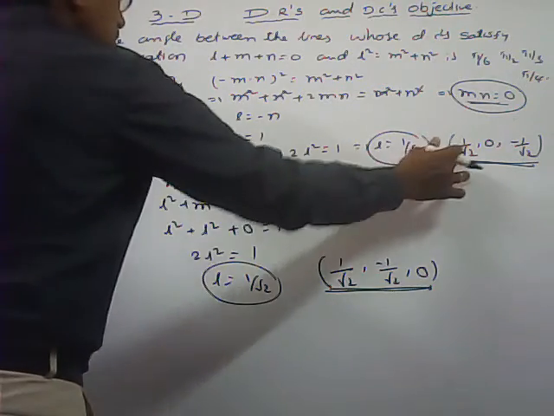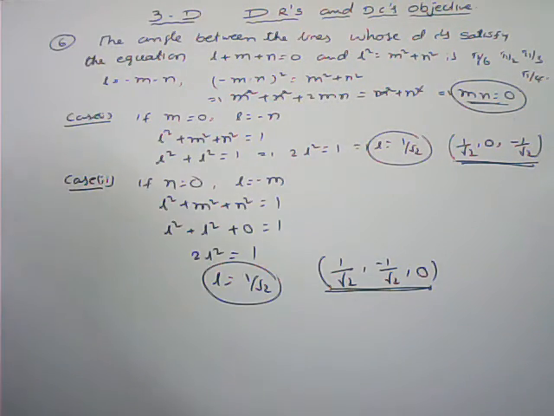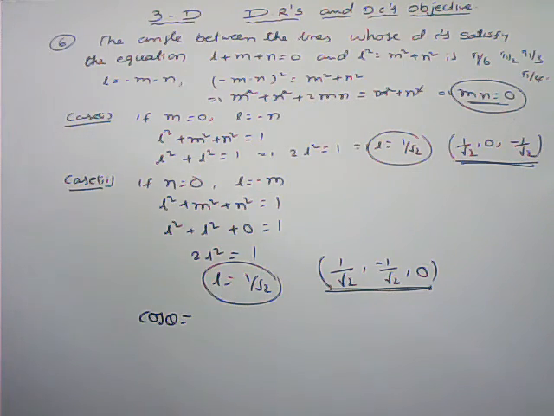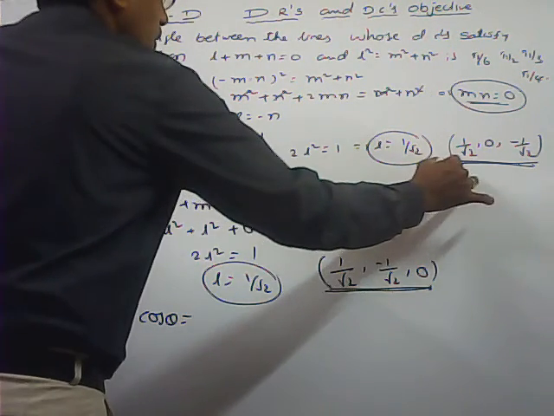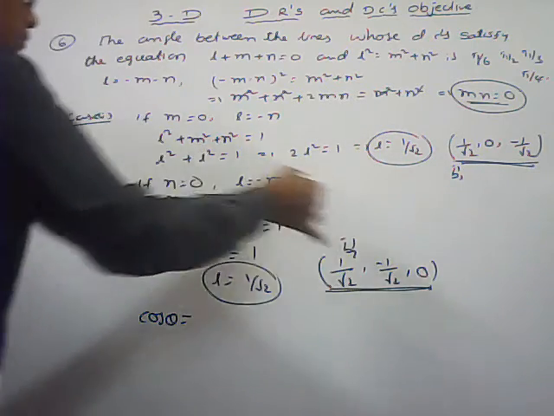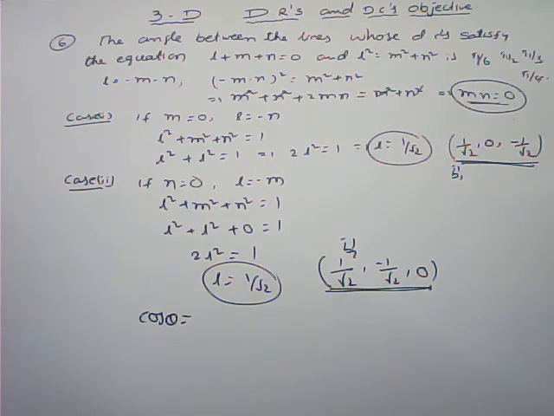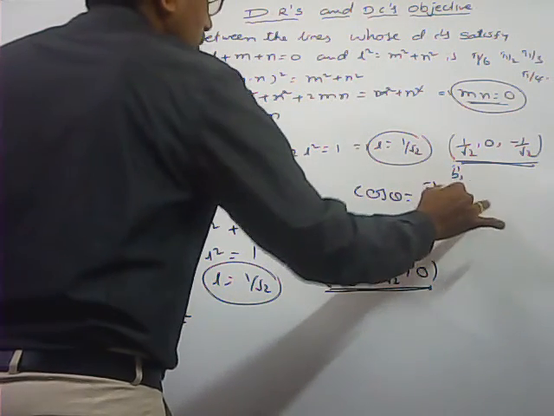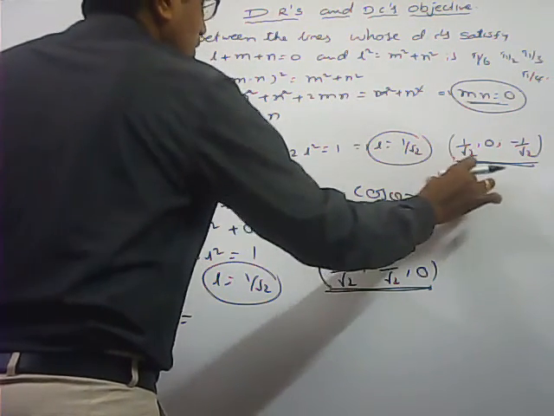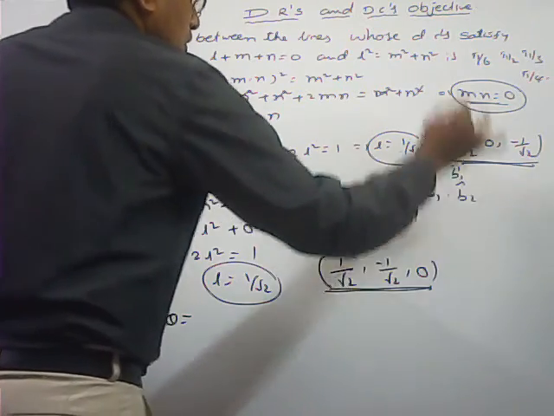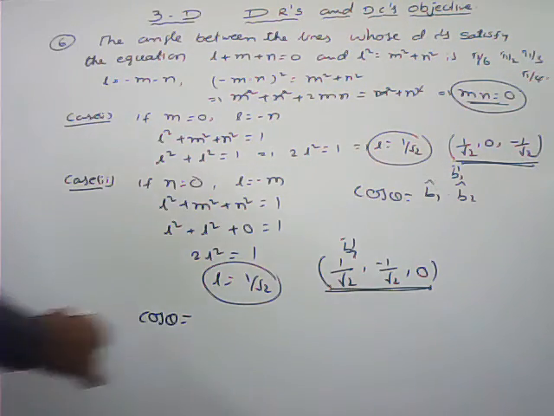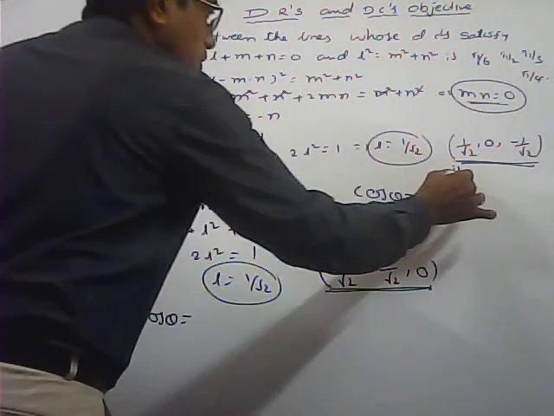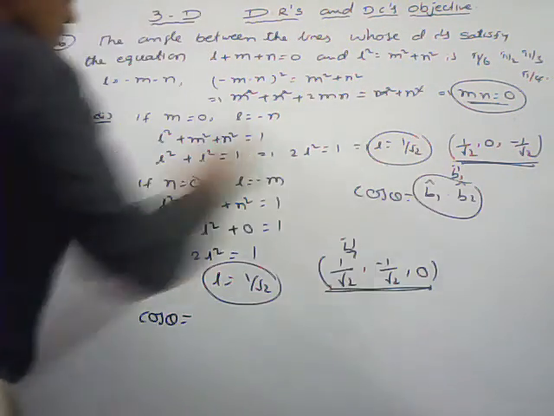Now the angle between two lines is nothing but the angle between their DRs or DCs only. So I am taking theta as the angle between both the lines. Cos theta is equal to, if I take this one b1 bar and this one b2 bar, b1 bar dot b2 bar by modulus of b1 bar into modulus of b2 bar. This is the formula. Both are direction cosines only, so the modulus of b1 bar and b2 bar we can get as 1 only. So cos theta is nothing but the dot product of these two vectors.